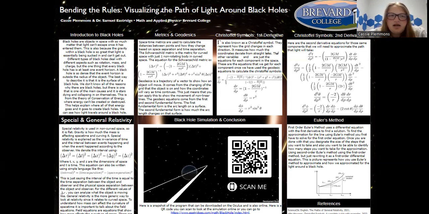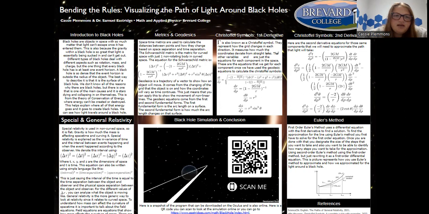There are different types of black holes, and they deal with different aspects, such as rotation, mass, and charge. But the one thing that every black hole has is an event horizon, which is basically where the black hole starts. It's the outside of the black hole. If you think of a sphere, like in the picture below of the black hole, it's the surface of it.